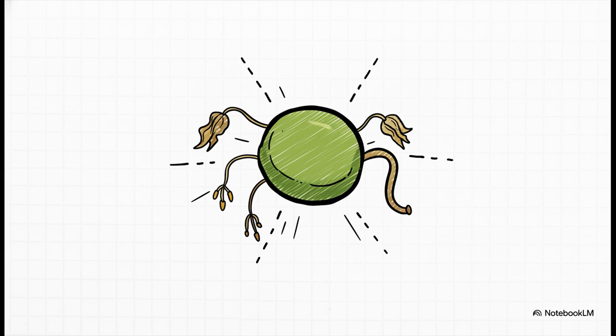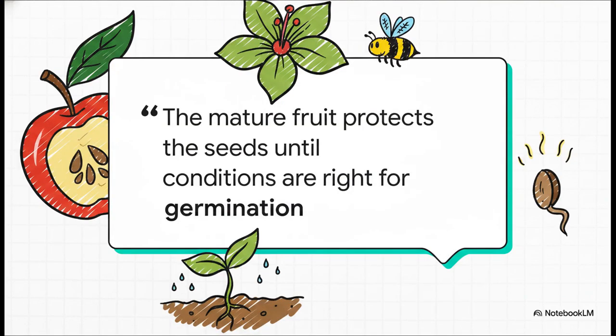Eventually, those brightly colored petals, the pollen-producing stamens, and the style all just wither away and fall right off the plant. Their part in this epic hero's journey is officially complete. To wrap this up, our source material has a great quote that beautifully summarizes the culmination of this whole journey. The mature fruit protects the seeds until conditions are right for germination, allowing the cycle of life to begin anew. It really is a deeply satisfying resolution to an absolutely incredible reproductive cycle.